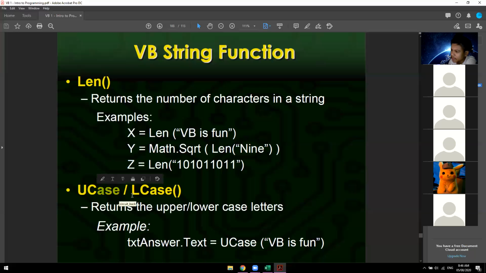Okay, so UCase and LCase. Binabasa nyo pa lang, sana alam nyo na yung kalalabasan. So UCase is for uppercase, and then L is for lowercase. So ano man yung nasa loob, kapag UCase, gagawin na lang uppercase lahat. Okay? So eto, hindi na maapektuhan yung "is" sa "fun" natin. Gagawin niyang big letter. Okay?